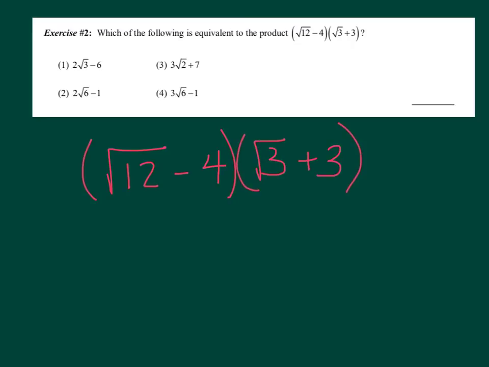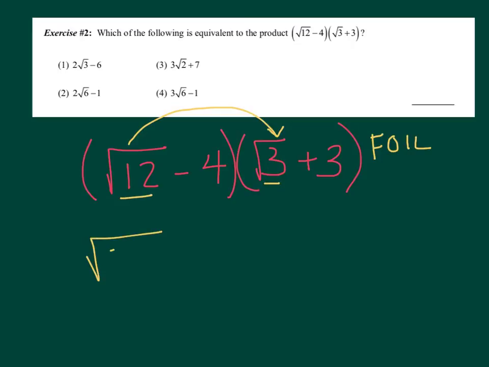All right, so hopefully your gut says when you see two things like that in the parentheses, we like to FOIL. So I'm just going to take my time and FOIL. My first, okay, I basically have radical 12 times radical 3, and property 1 said you can multiply those.